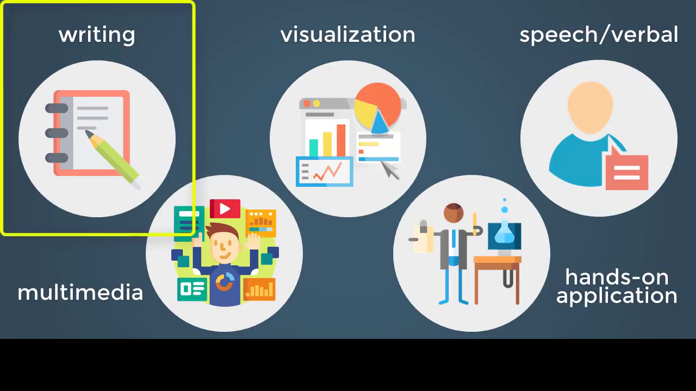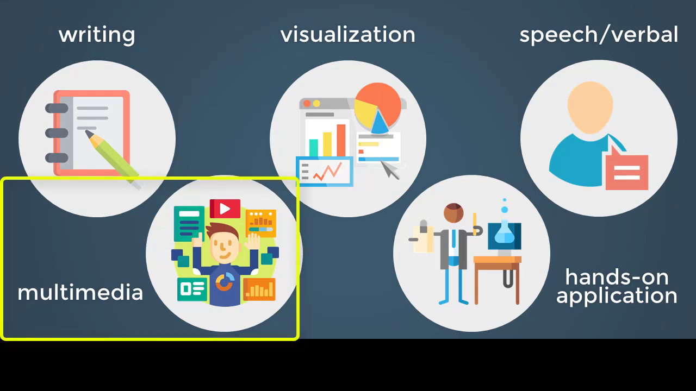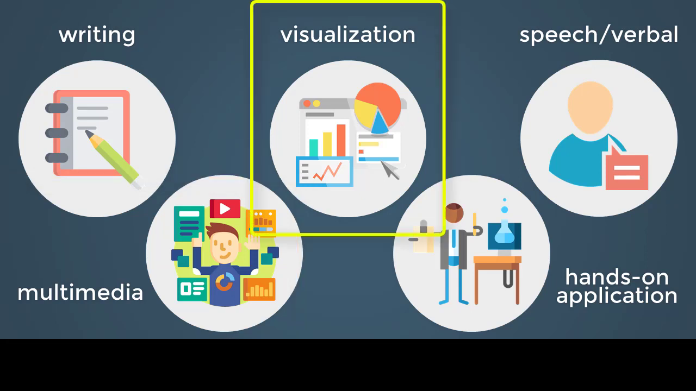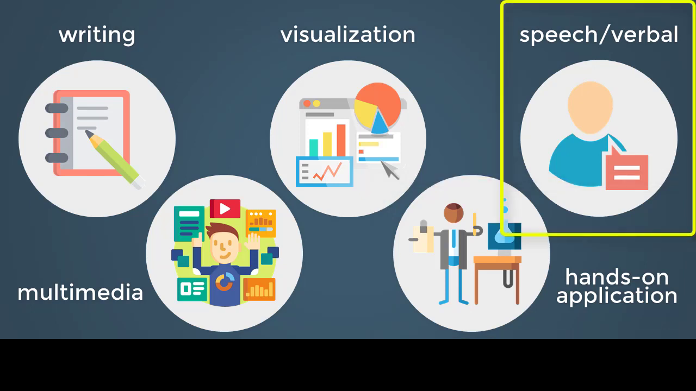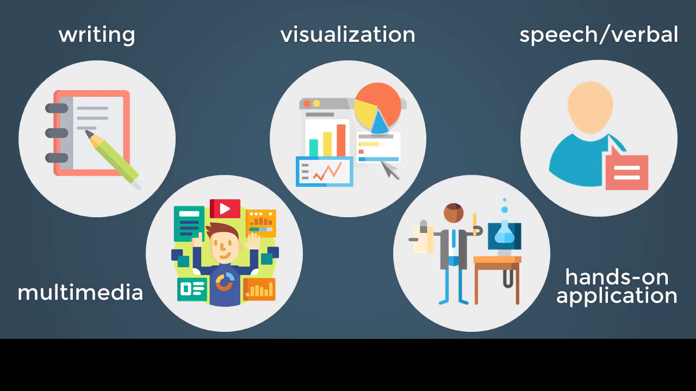An icon of a notebook with a pencil to represent writing, an icon of a person surrounded by smaller icons for text, video, images, etc., referring to multimedia, an icon showing charts and graphs for visualization, an icon of someone conducting a science experiment at a lab table, which refers to demonstration or hands-on application, and lastly, an icon of a person with a speech bubble representing verbal speaking. All of these methods represent strengths for some students, but barriers for others.